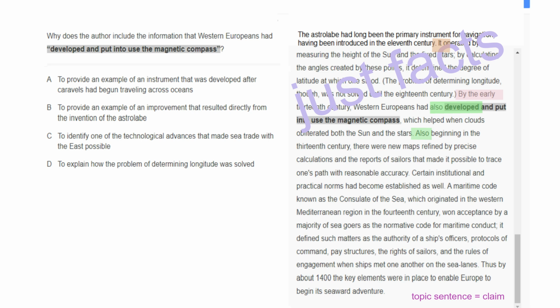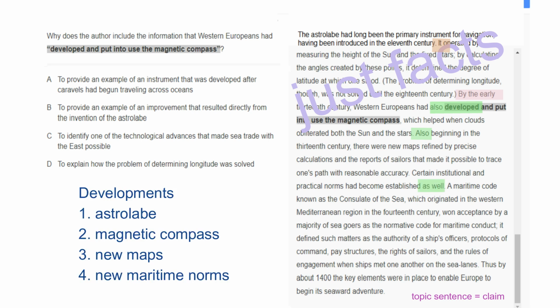It begins with another "also." So we know that new maps were the third development. Still, we cannot be sure what the point of the highlighted sentence is, so we should keep reading. Because of "as well," we know that the new norms are still another development. Several subsequent sentences explain what the new norms, or the maritime code or consulate of the sea, are.